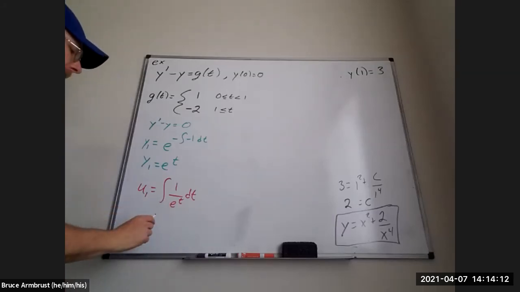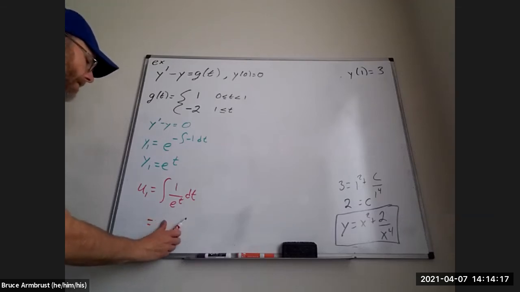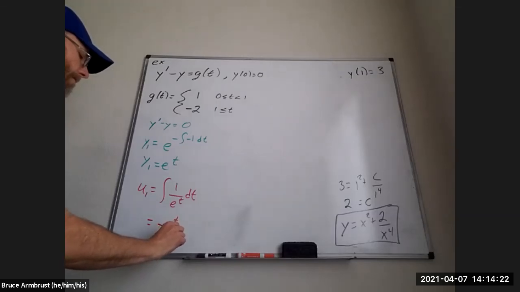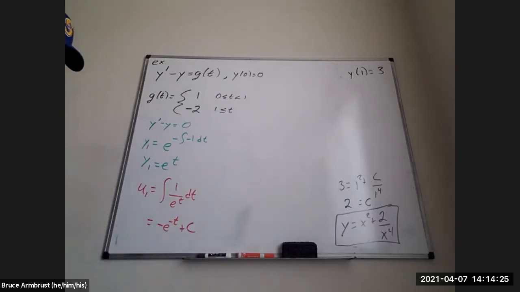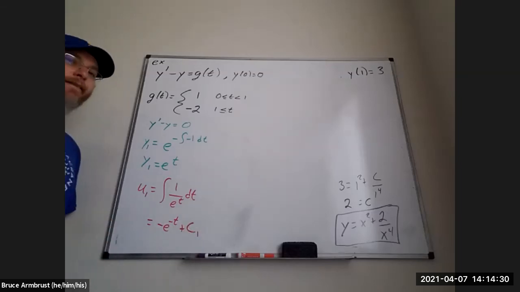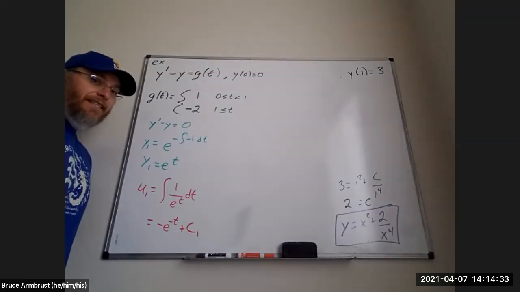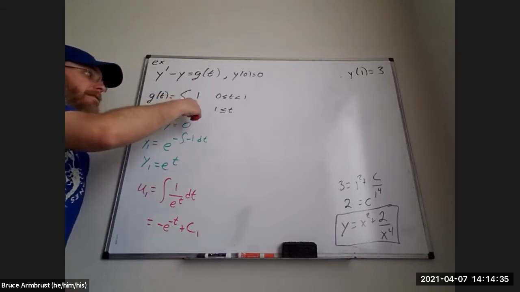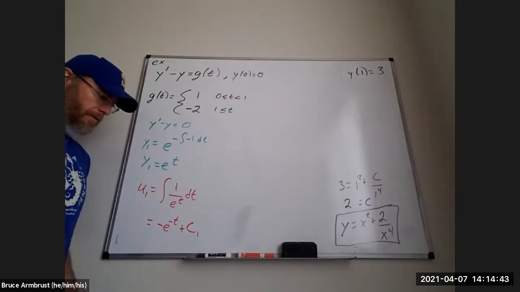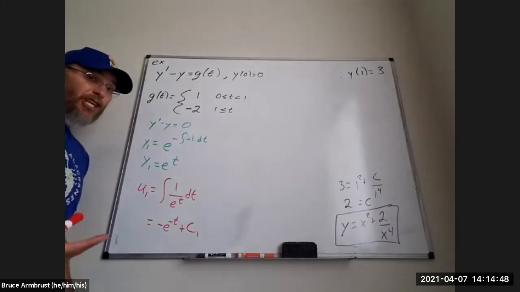All right, well, that's e to the minus t. So when we integrate that, we get minus e to the minus t plus c. And I'm even going to call that c1, because that's the constant that applies to the first piece of the function. So there's my u1. Now, I also need to get a u2.